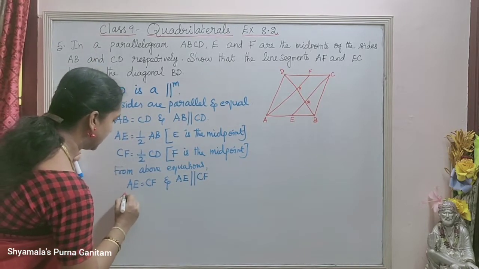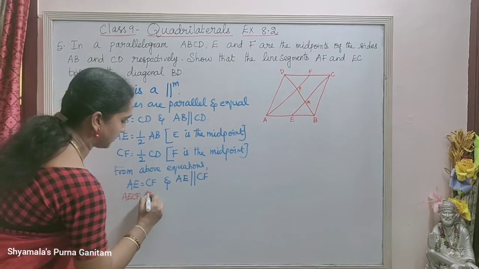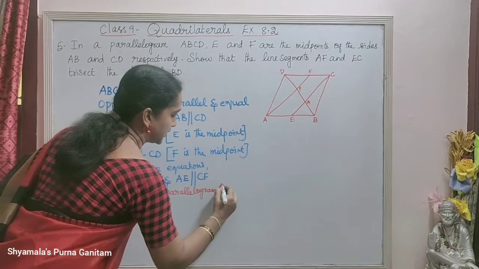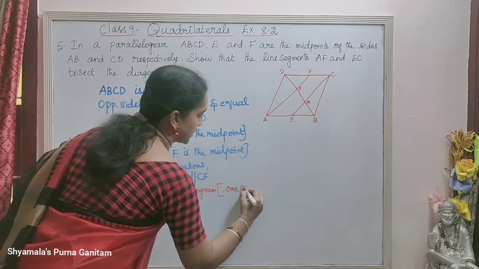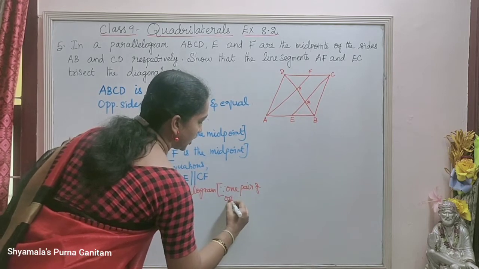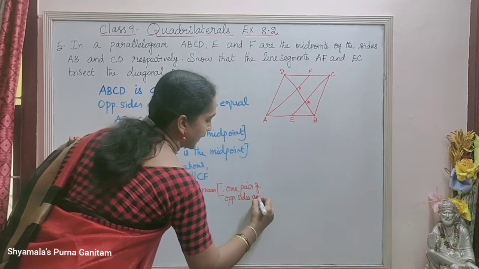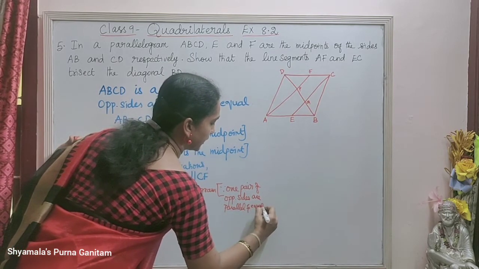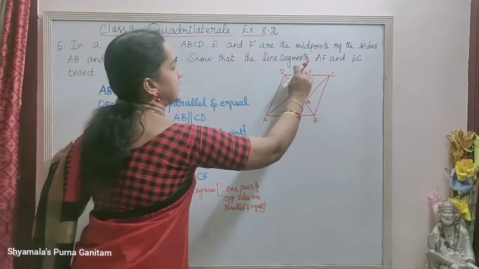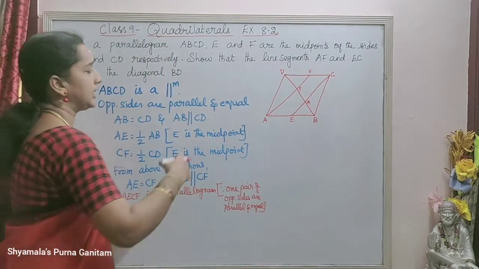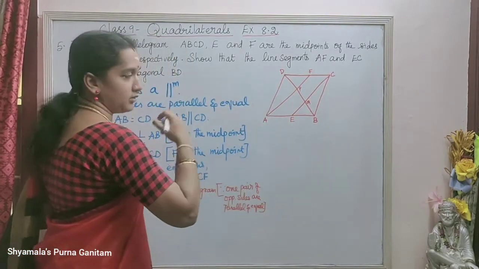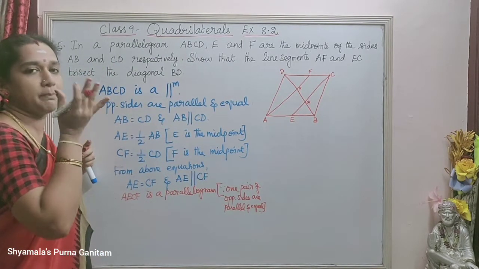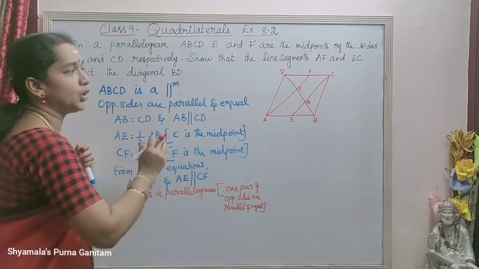Therefore, AECF is a parallelogram, since one pair of opposite sides are parallel and equal. Now, we told that AF and EC are parallel. Since it is a parallelogram, both pairs of opposite sides are parallel. So we will take it like that.